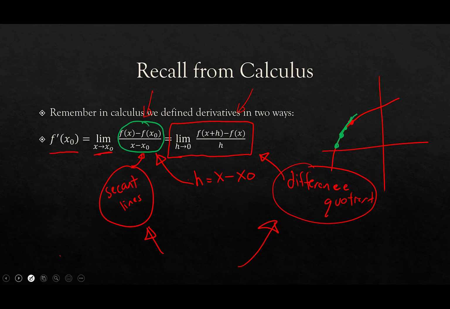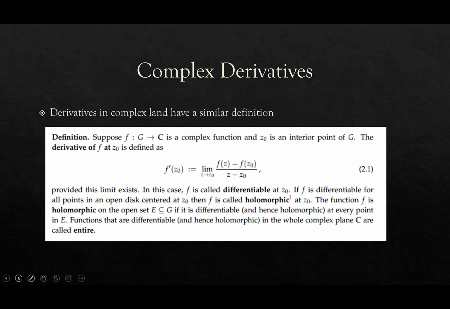Now, how do we actually define derivatives in complex land? Very, very similar. Suppose f is a function, and let z naught be an interior point of g. This is like what we would have in calculus. We never really talk about the derivative at an endpoint of a closed interval. So let's say our blob here is g, and z naught is right here. So it's an interior point.